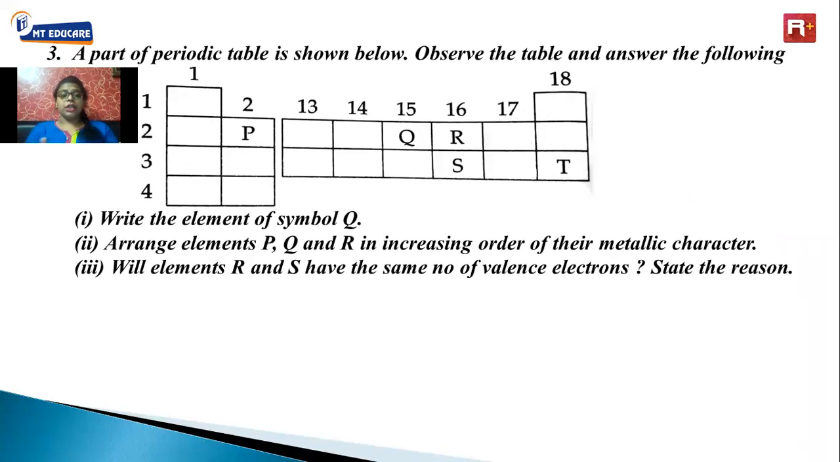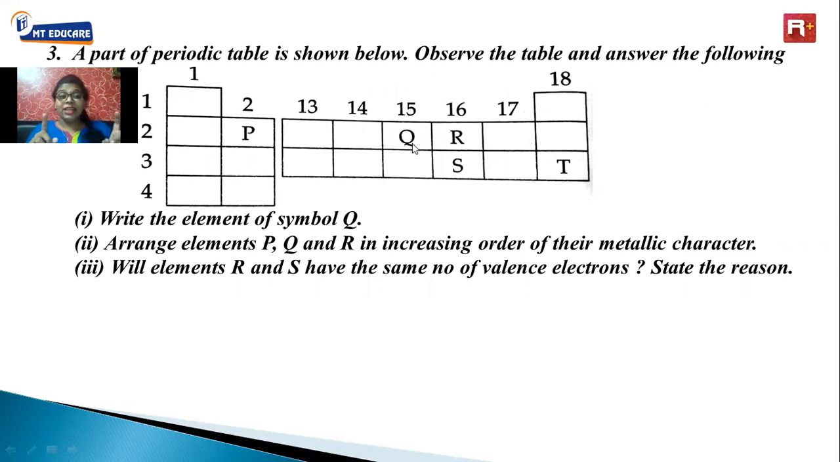This is a periodic table. Now you have to tell me: write the symbol of element Q. Tell me which will be the element. Let us first count which element it is. What is the number? 1, 2, 3, 4, 5, 6, 7.